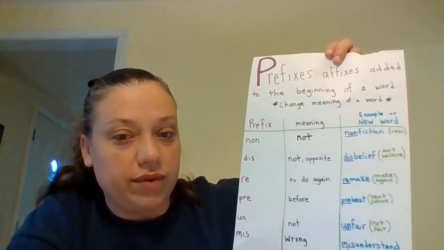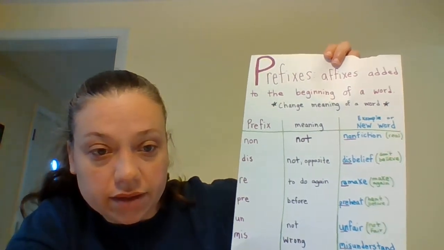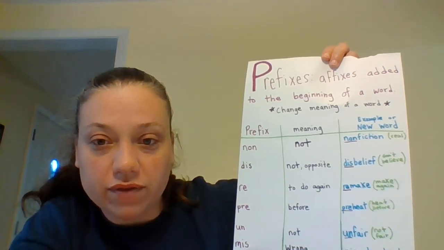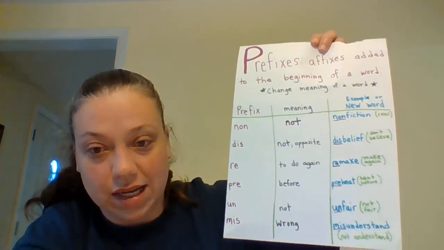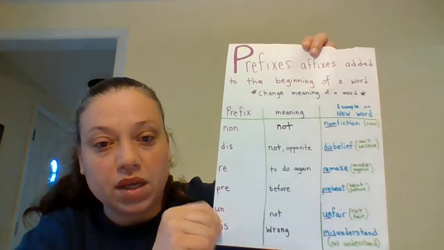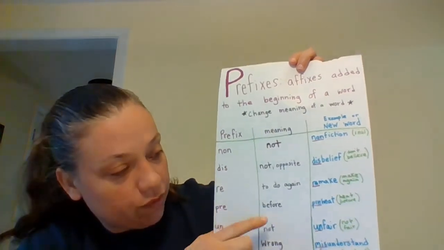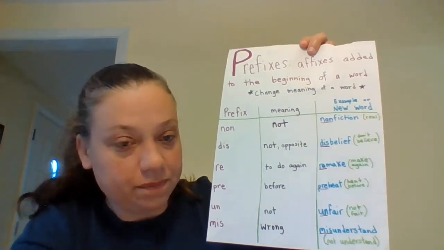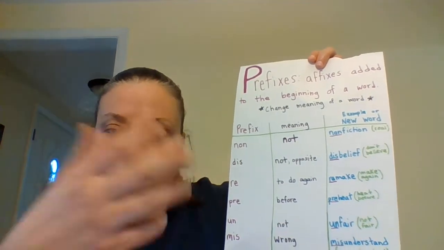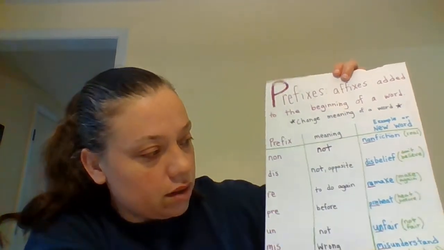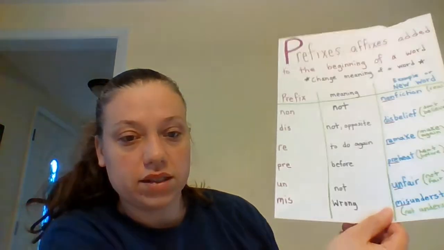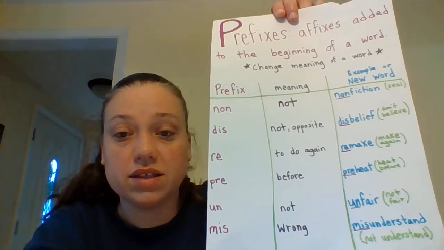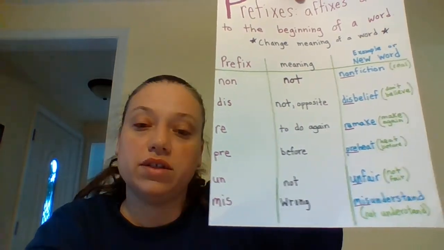The next one down is re. Re is to do again. So remake, to make again. I'm sure I'll have to remake tomorrow's poster 17 times like I did this one. Next, pre means before, like preheat. So I have to preheat the oven before I bake chicken. It means you just have to turn the oven on and let the oven heat up. So you have to heat before you cook. The next one is un. Un means not. The word I chose was unfair, so not fair. This is unfair that we have to learn this way.